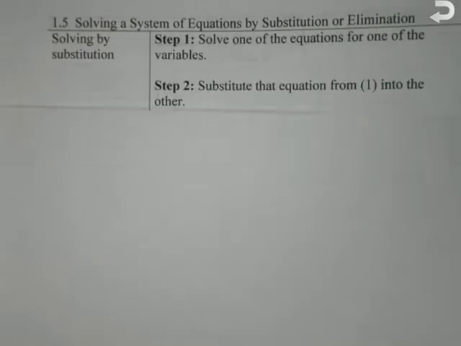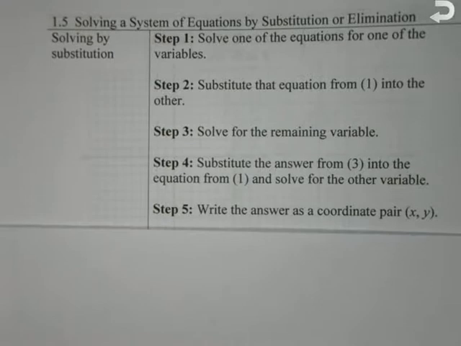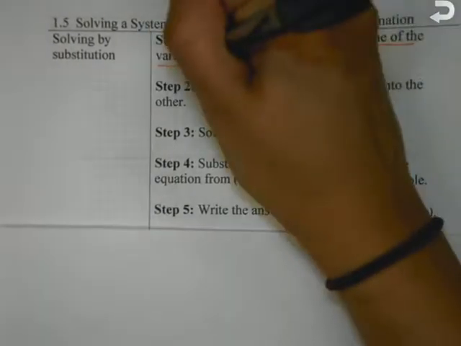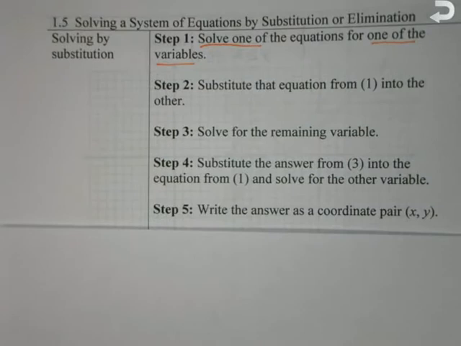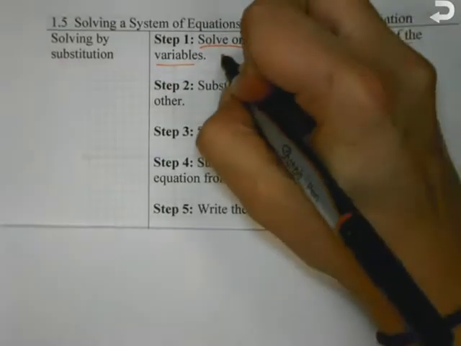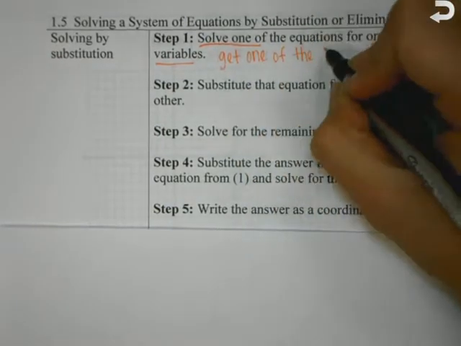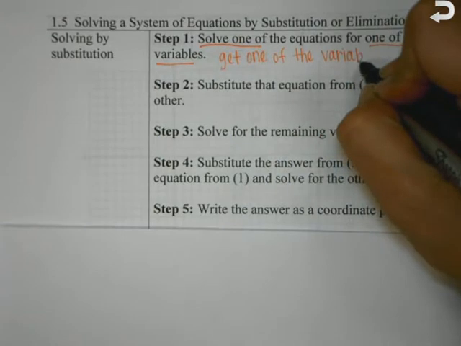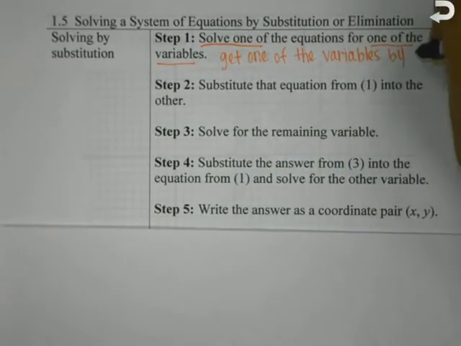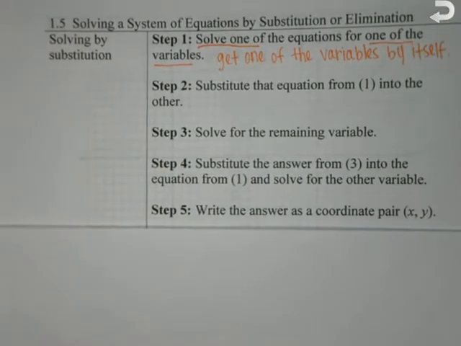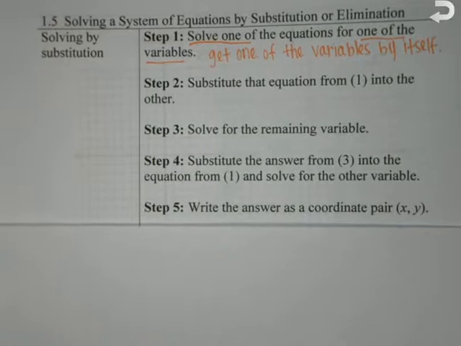So let's do substitution method first. There's 5 steps. Step 1, you want to solve one of the equations for one of the variables. Okay, so basically we want to get one variable by itself. Okay. So we get one of the variables by itself, either x equals something or y equals something. A lot of times you will use substitution when you already have one by itself.